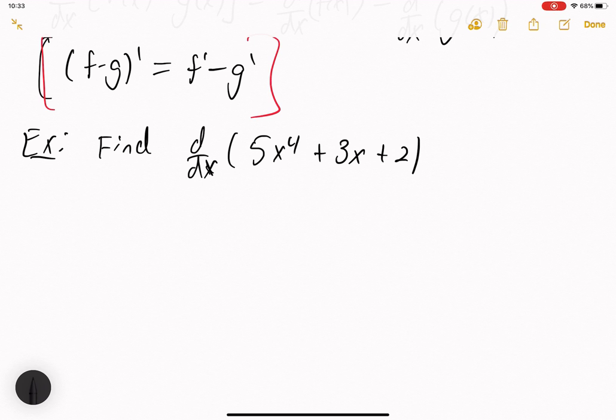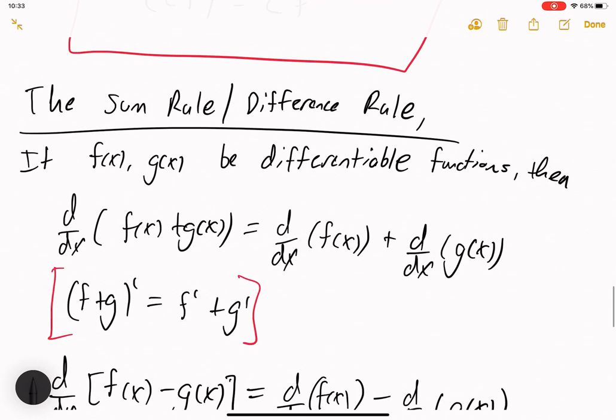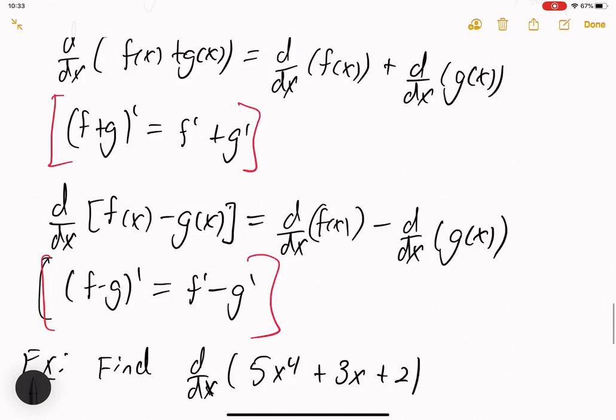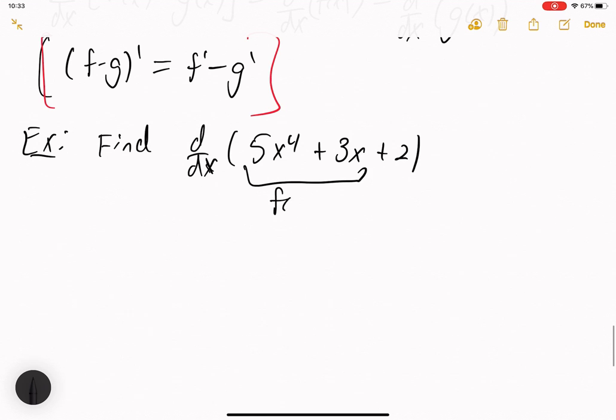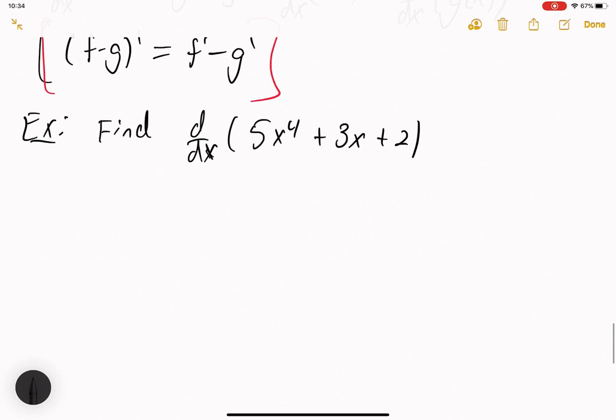You notice that here we have three functions. We have this one right here, this one right here, and this. The sum rule talks about two different functions at once, but you can work around this by saying this is your f of x and this is your g of x. The fact that there's three isn't a big deal, because you could just call the first two parts equal to your g of x, if that makes sense. All right, so again, I'm going to try to blow through it real quick.